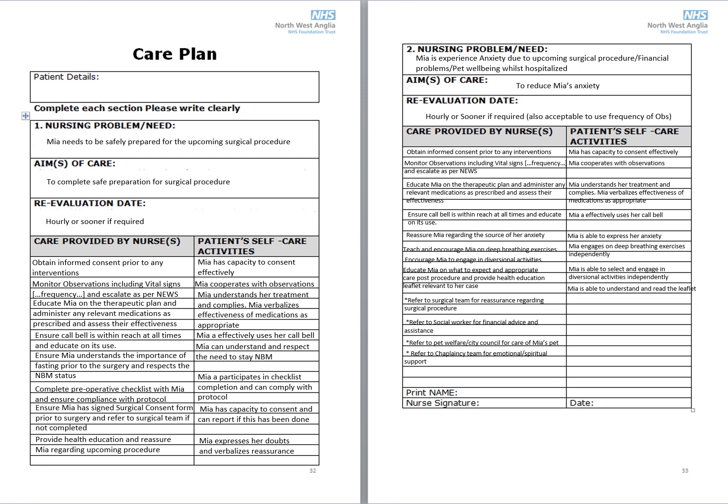These are the most common examples. Another one you might want to consider as well is refer to the chaplaincy team for emotional spiritual support, especially in situations that are causing a bit more of an emotional strain on your patient, like a termination of pregnancy, for example. And for all of them, Mia will be able to consent for the referral and is able to discuss the issues affecting her with the relevant professionals.